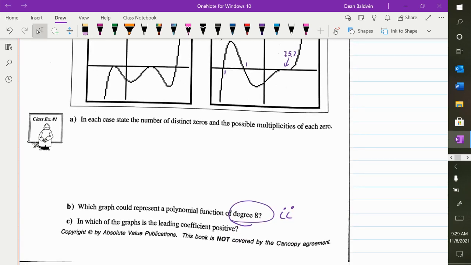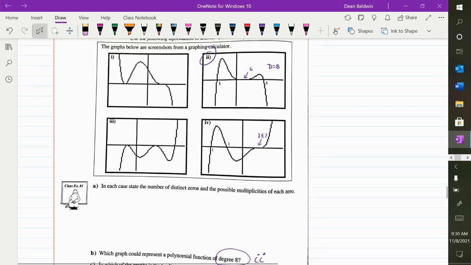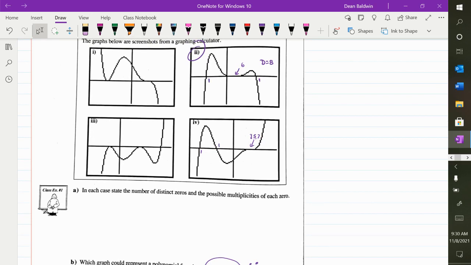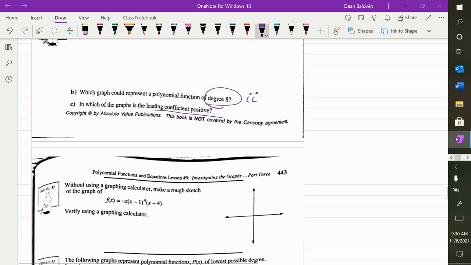Which of the graphs has a leading coefficient that is positive? So how do you tell if the leading coefficient is positive? The right arm should be up. So it has to be 2 or 3 or 4. Okay. So 3 and 4.